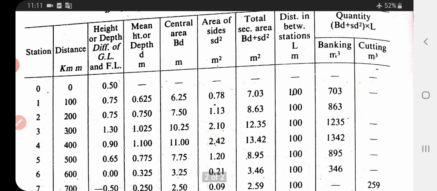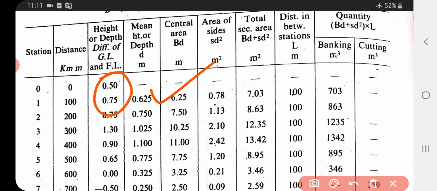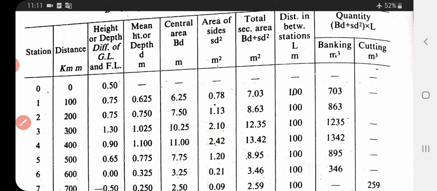Now from the fourth column, mean height or depth d, the mean of these two gives you 0.625. Same for the second one, the third one, this one, and in this way your third table will be ready. Central area, because your formula to calculate quantity is equal to (BD plus SD square) into L.